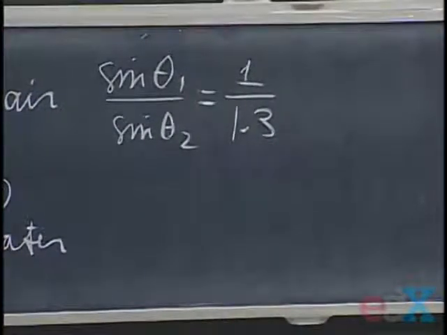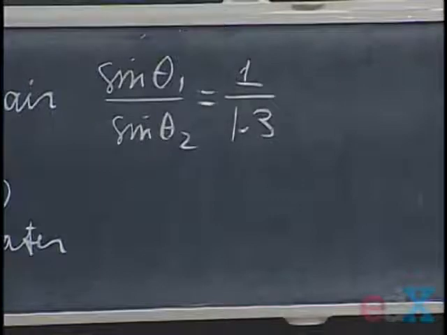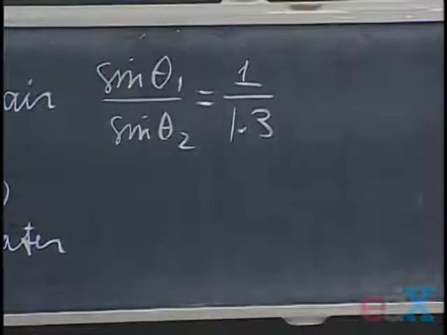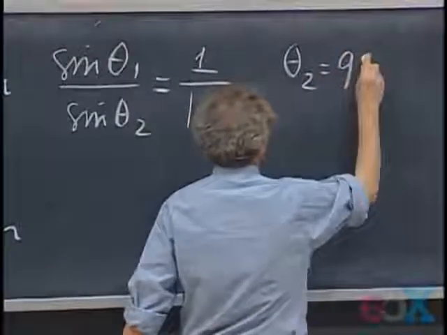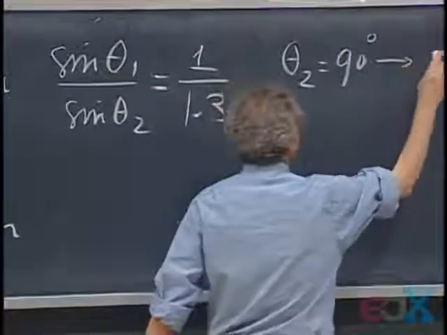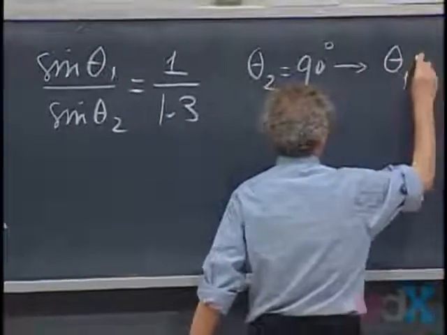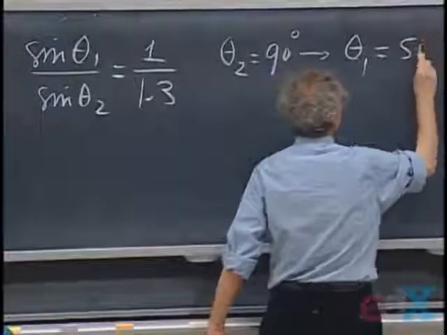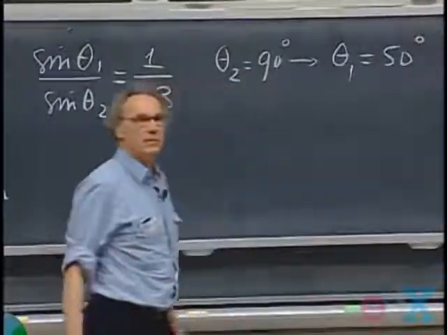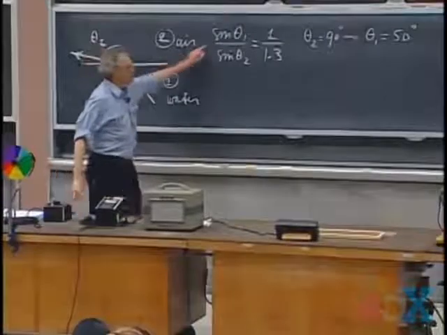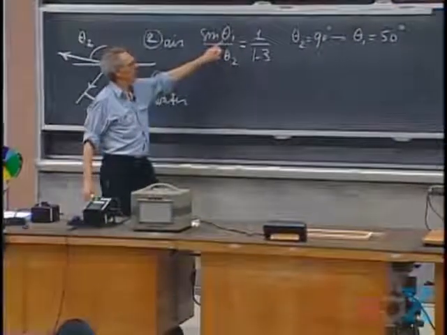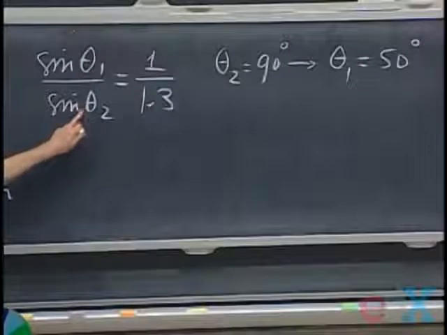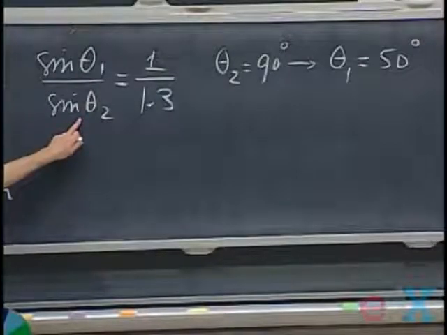And what is so special here is that theta 2 can obviously never be larger than 90 degrees. And so if you substitute in here theta 2 is 90 degrees, then you will find that theta 1 is about 50 degrees. And if you apply this equation and you substitute for theta 1 an angle larger than 50 degrees, you're going to find the sine of theta 2 being larger than 1, which is nonsense.